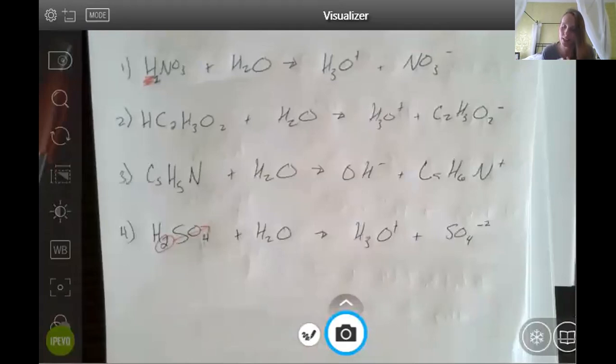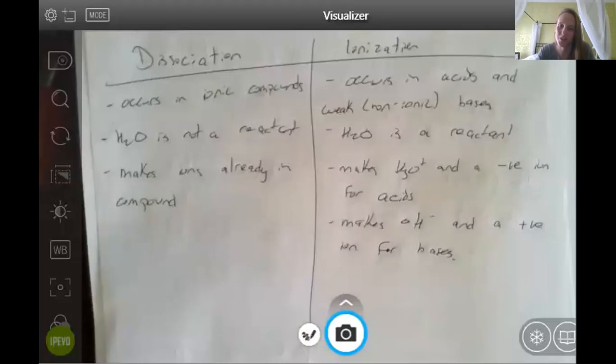Actually, before we do that, I'm just going to do a little chart summarizing some of the differences between ionizations and dissociations, because you will have to know, just based on the compound you're given, whether you should be writing an ionization or a dissociation reaction and how they're different from each other. Okay, so this chart, and hopefully you can read it, I know my writing is super messy, summarizes the differences between ionizations and dissociations.